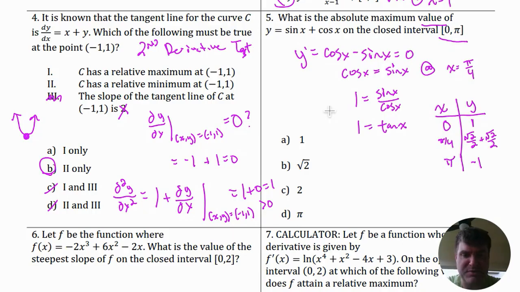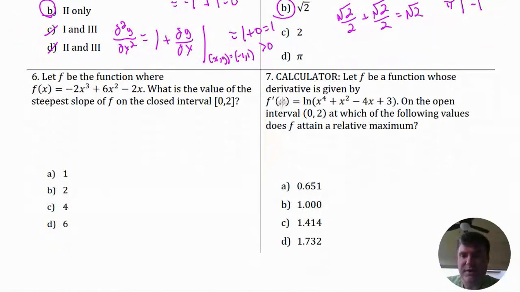So clearly, it's going to be root 2 over 2 plus root 2 over 2. It's not a choice as written, but if I add these together, I do get just 1 root 2. Answer is B yet again. Let's move on here. We are cooking, at least I'm cooking.